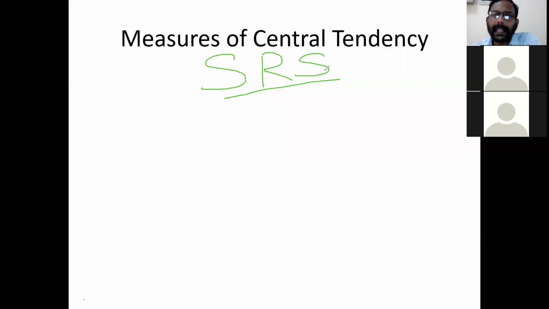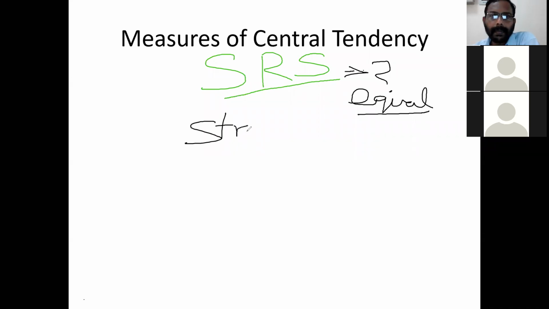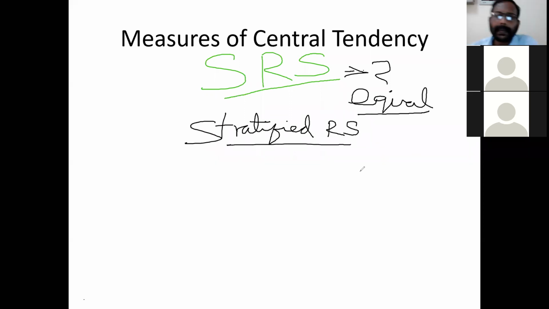Fine. So simple random sampling. What is the principle of simple random sampling? All the objects have an equal chance to be selected. So that is the concept of simple random sampling. All have equal chance to be selected. We have already discussed that. Then we don't go for simple random sampling in all cases. We call it stratified random sampling. What do you mean by stratified random sampling?